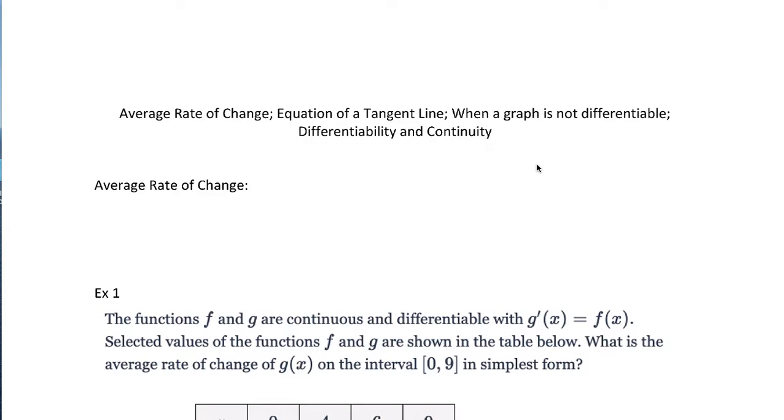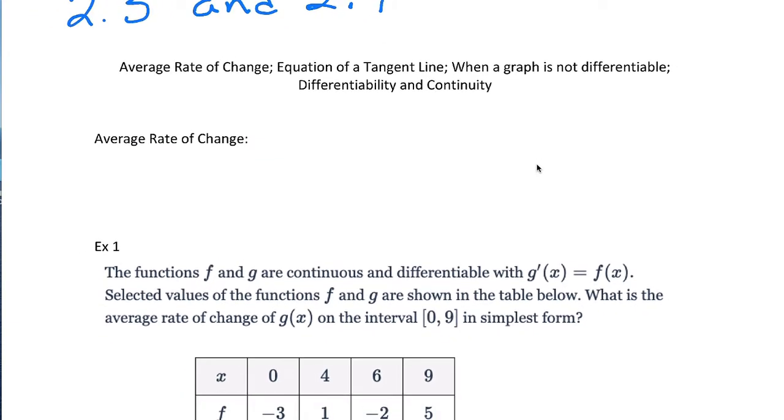Okay, so if we're gonna, section is 2.3 and 2.4. Okay, so average rate of change.